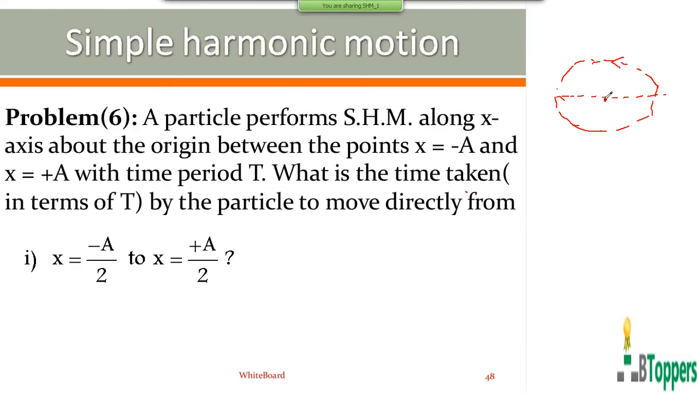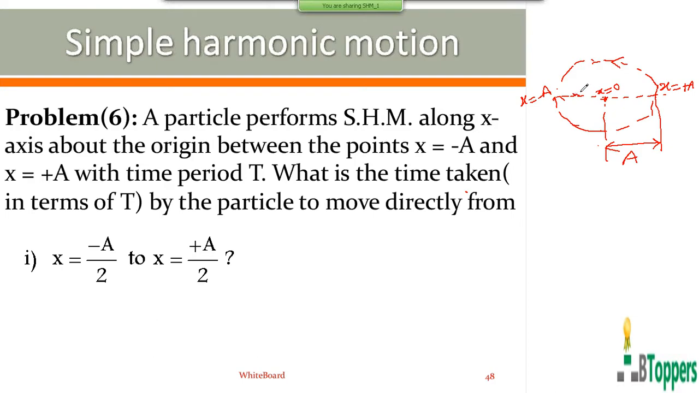So the radius of the reference circle is the same as the displacement amplitude for the projection of the particle on one of the diameters, which is denoted by A. At one extreme position x equal to minus A, at the other extreme position x equal to plus A. At the mean position x is 0.